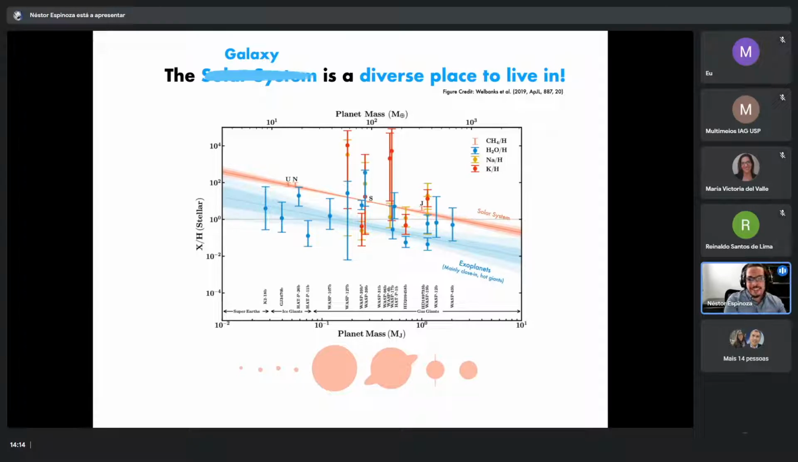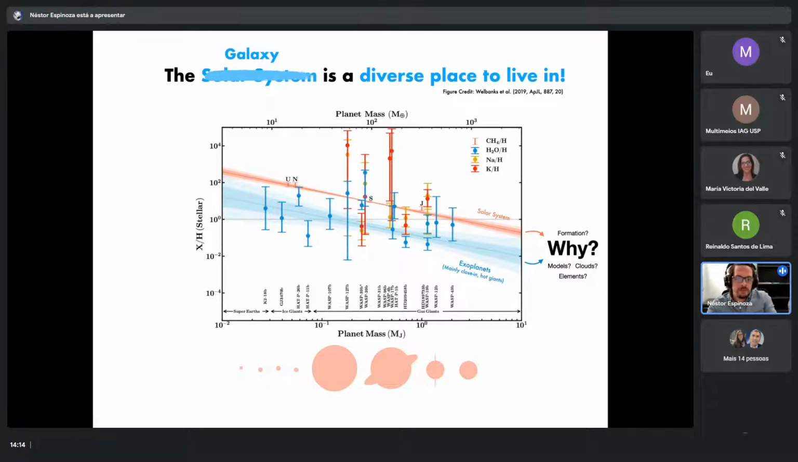And one thing that you can see directly from this, this is beautiful work by Luis Welbanks and collaborators in 2019, in which they fitted the trend that you see in exoplanets and the trend that you see in the solar system, and they're different. They're scaled differently. The orange line with error bars does not match the blue line with error bars here. So the big question is why? We were expecting them to be more or less similar, but they're not.